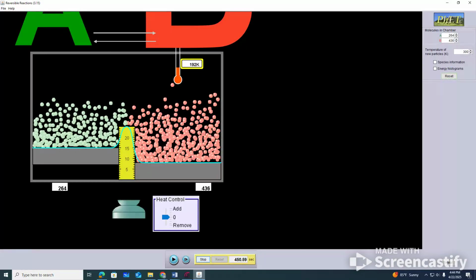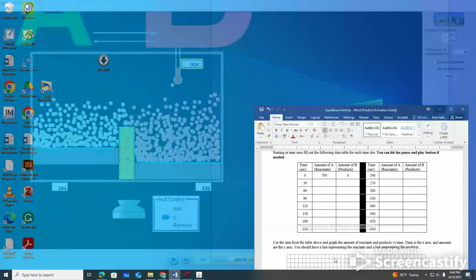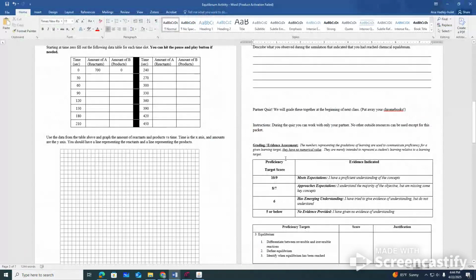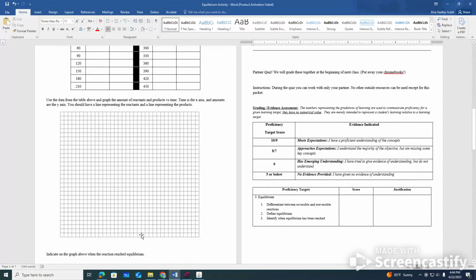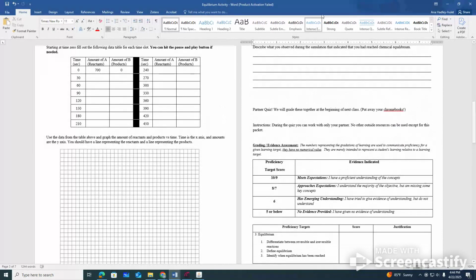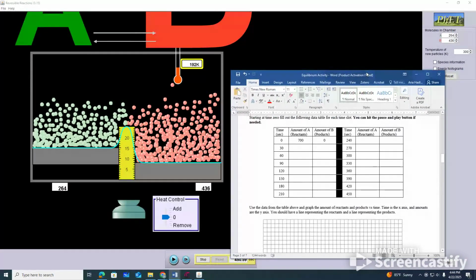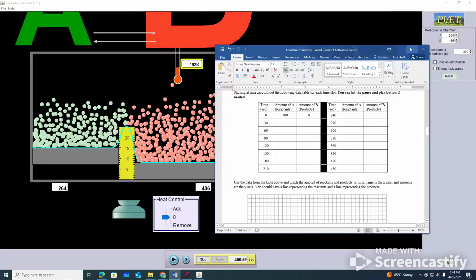All right, y'all, you'll be able to take it from here. We have done a similar graph, and it tells you to use the data from the table above and graph the amount of reactants and products versus time. Time should be the x-axis and amount should be the y. So I expect to see a reactants and a product line. So A was our reactant, B was our product.